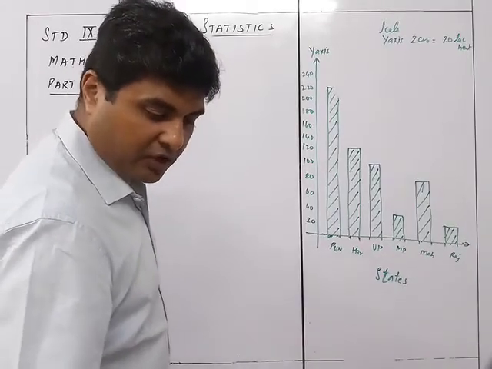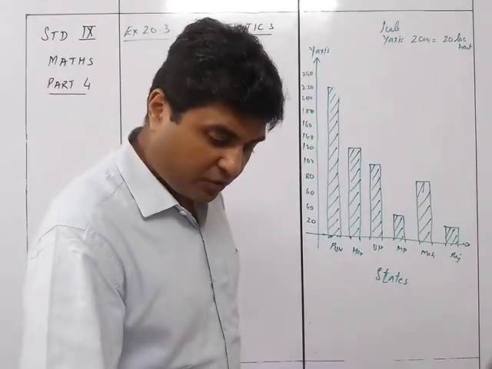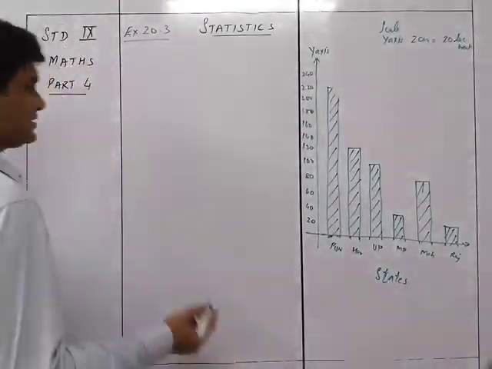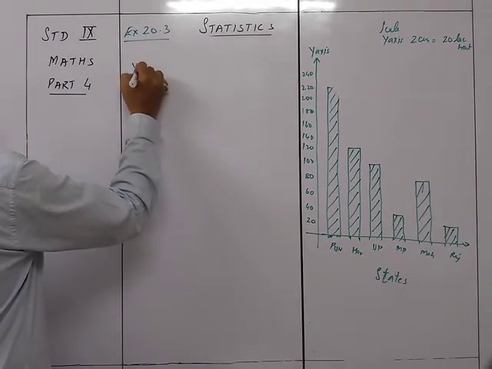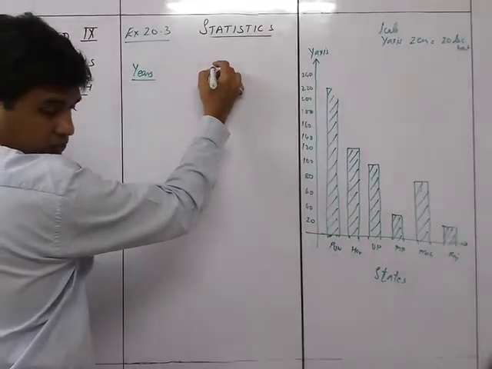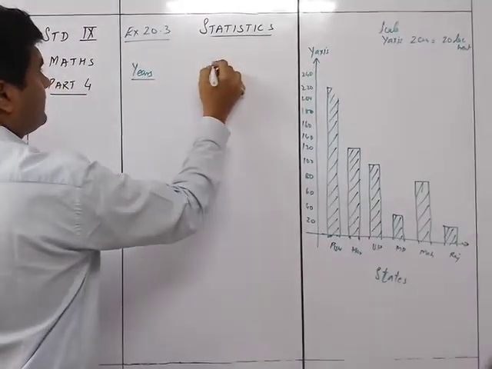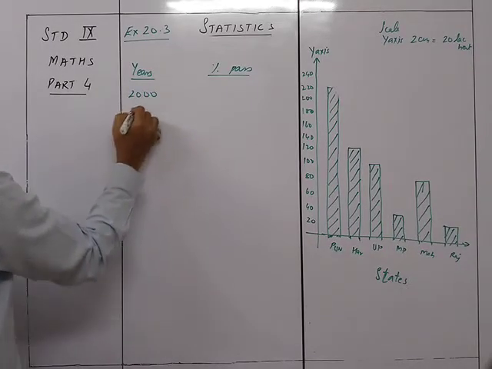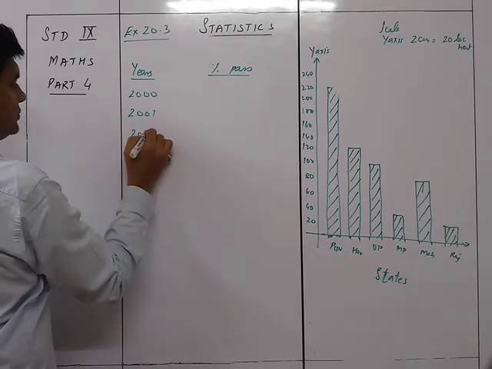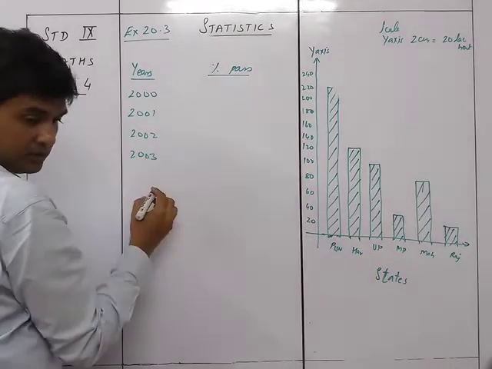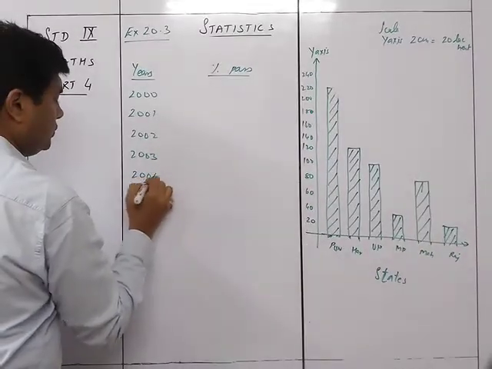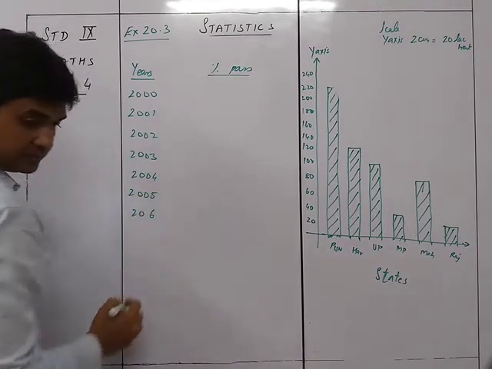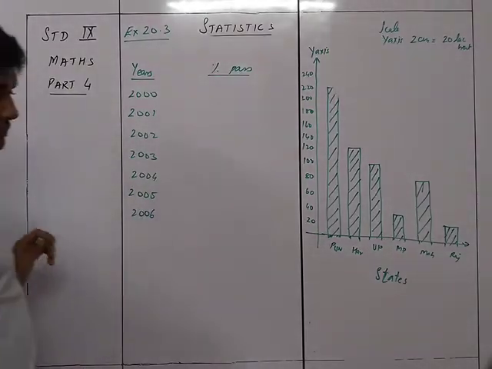Given below are the data of percentage of pass of certain schools in ICSE for consecutive years. So you need to make a bar graph. So it's again the same thing. So it is years and percentage of pass. It starts with 2000, 2001, 2002, 2003, 2004, 2005, 2006.